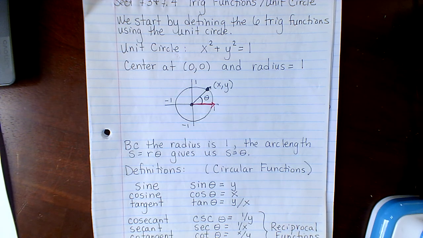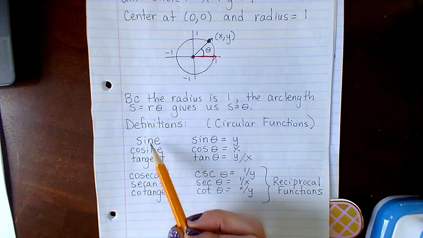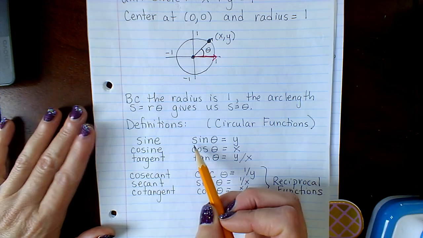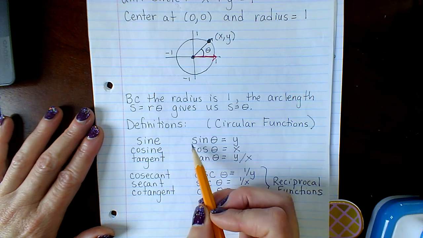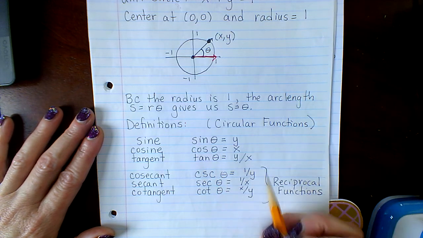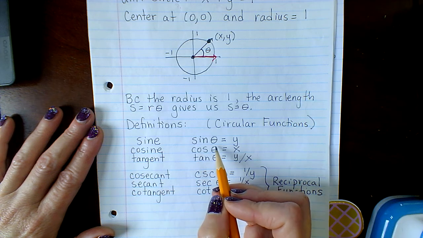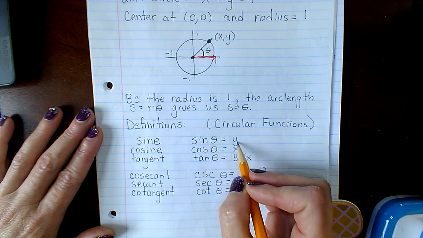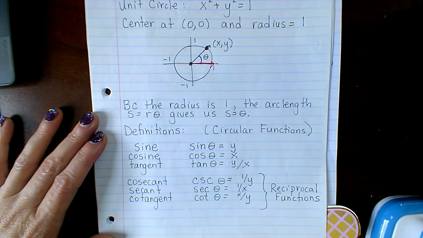Okay, so we get the definitions of the 6 trig functions. The 6 trig functions are sine, cosine, tangent, cosecant, secant, cotangent. These are functions that show up enough that we've just given them names. Okay, so the sine is abbreviated sin. So we say this is the sine of theta. Just like in function notation, if we talk about f of x, this is the sine of theta, or just sine theta. The sine is defined as being the y value of this point.